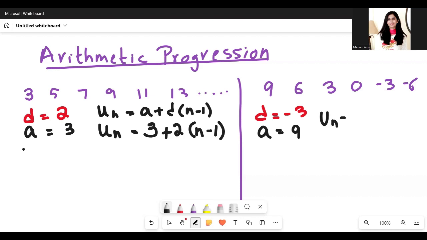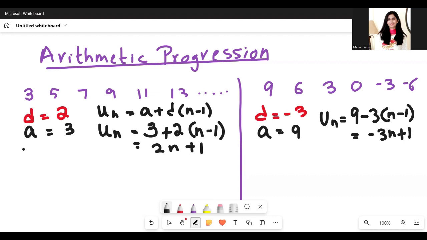And for this one, the nth term is going to be 9 minus 3 times n minus 1. And you will expand the brackets and get 2n plus 1 here, and you'll get minus 3n plus 12. Okay, so you've already seen this in O levels. And now, if you have the nth term formula, then you can find the fifth term of the sequence by replacing n with 5, or the eighth term of the sequence by replacing n with 8. Okay, so this was pretty much like O levels.